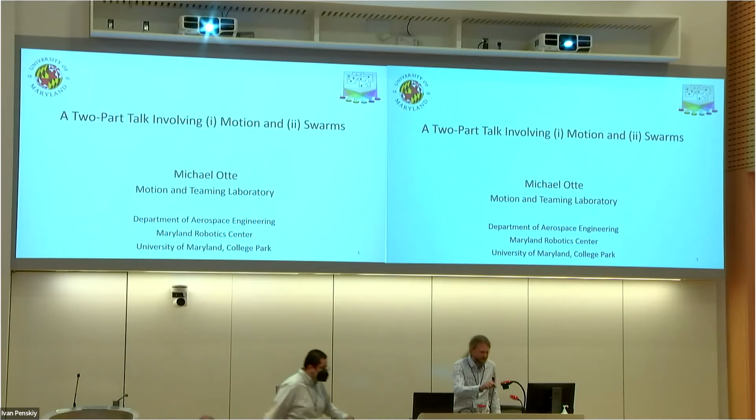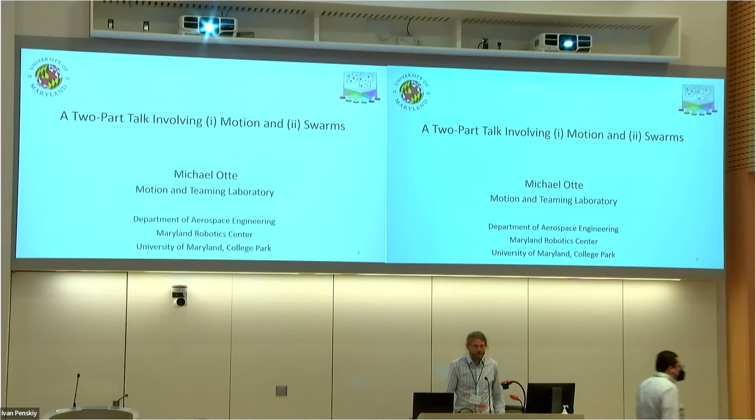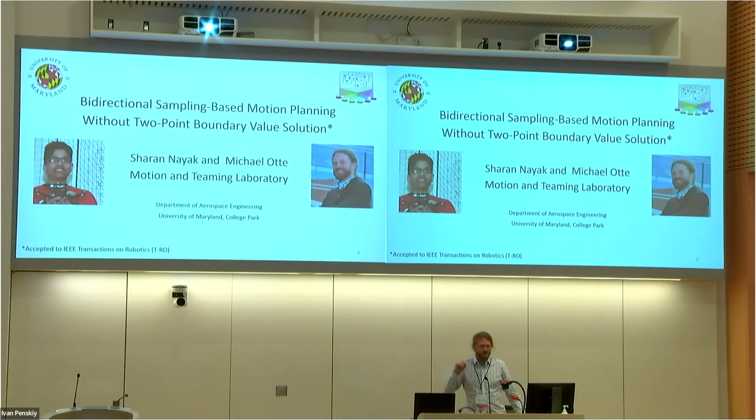Awesome, thank you. So my lab is called the Motion and Teaming Lab, and today's talk is going to be a two-part talk where first I'll talk about some robot motion stuff, and then I'll talk about some robot swarm stuff. This is highlighting some recent results of my students. The first thing that I'm going to talk about is work by Sharon Nayak, sitting right over there. This is bidirectional sampling-based motion planning without two-point boundary value problem solution.